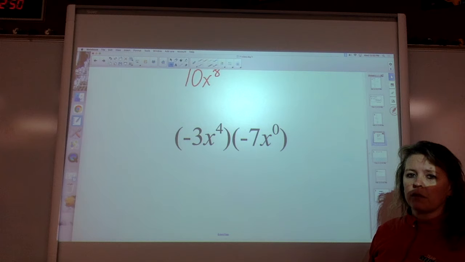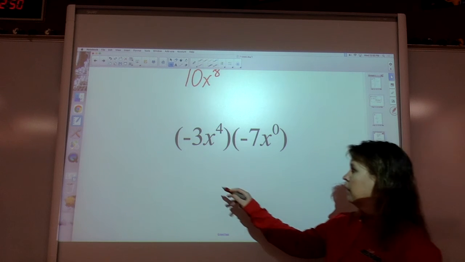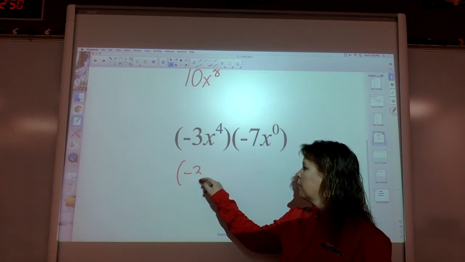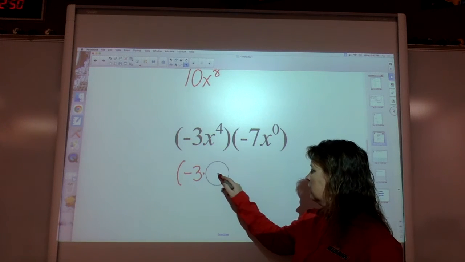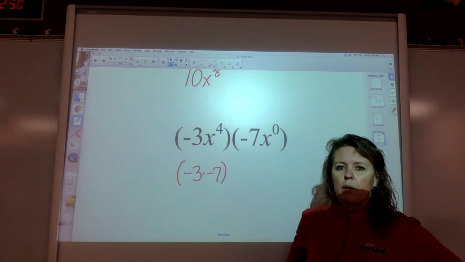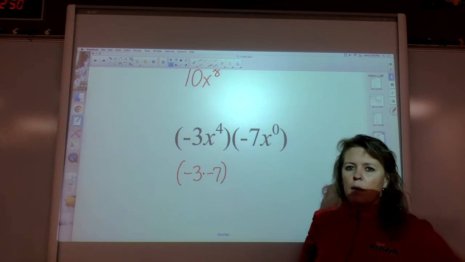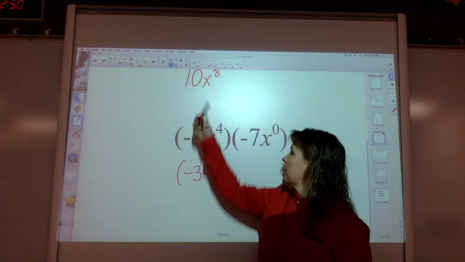Negative 3x to the 4th. Take the time to write that down. Times negative 7x to the 0. That's okay. You can have a 0 exponent. I'll tell you what to do with it later. In our first community, we are going to have negative 3 times negative 7. And we'll always put the whole numbers first because when we write our final answer, we want the whole numbers first. We always want them to be the coefficient, like we have it up here with the 10.